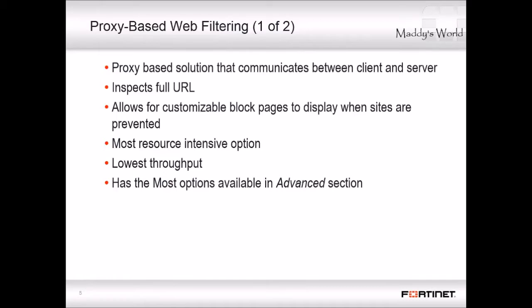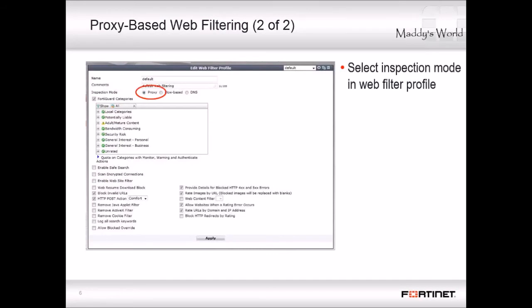While this provides extra security, it obviously also comes at a cost. This is the most CPU and memory intensive option out of the three. This is because the Fortigate unit needs to intercept and proxy the transmissions. It is also the slowest when you compare it to the other two options. Proxy-based is the default setting in a web profile. While this method is the most resource intensive, it is also the most accurate.